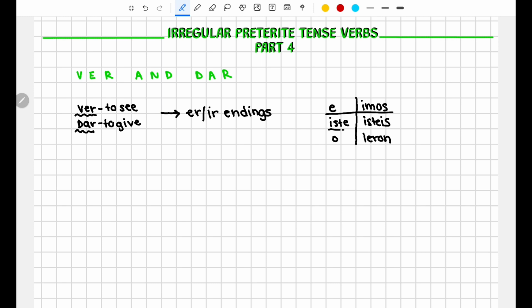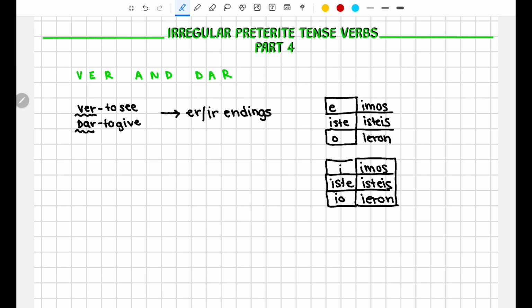From this, the yo form and the él, ella, usted form were from the AR preterite chart. Now we are just going to take those two out, and it's just going to be the entire ER-IR chart. So it's just going to be: í, iste, ió, imos, isteis, ieron. The right side of the chart doesn't change, and the vosotros form doesn't change either. You just have to remember that they all are going to be the ER-IR chart. So then those two conjugations will change.